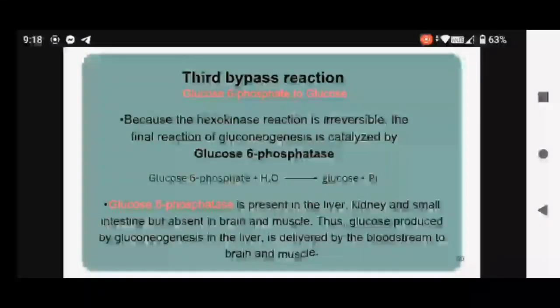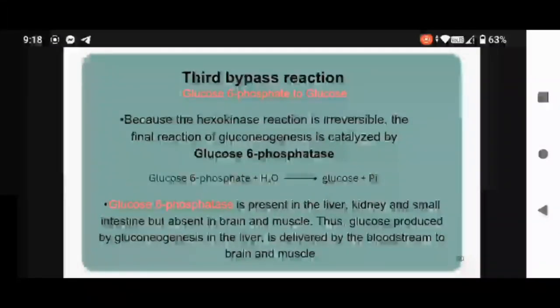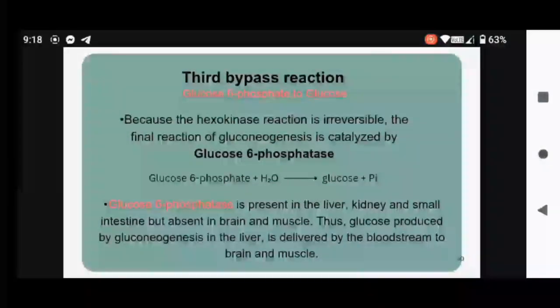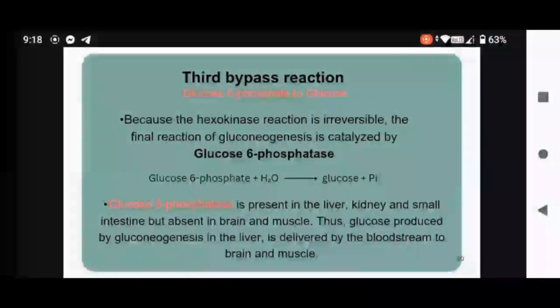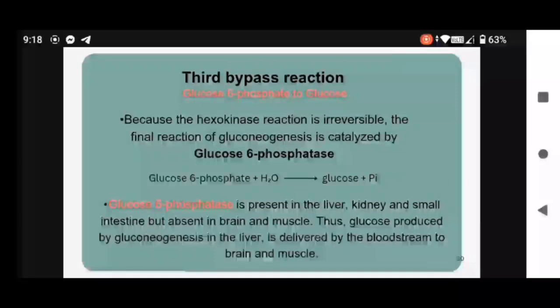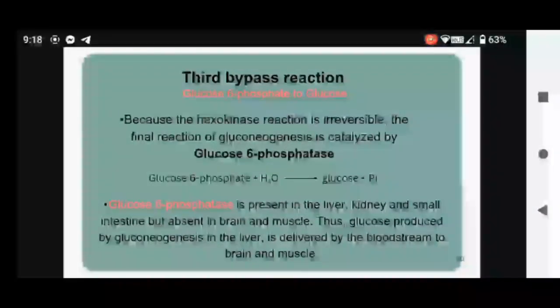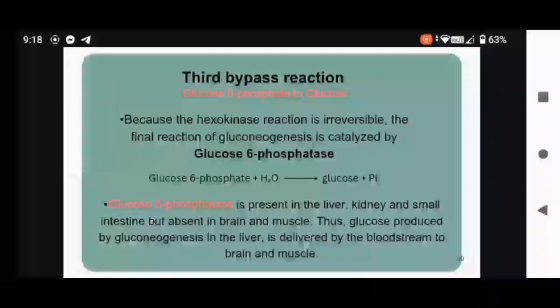The third bypass reaction is glucose 6-phosphate to glucose. Because the hexokinase reaction is irreversible, the final reaction of gluconeogenesis is catalyzed by glucose 6-phosphatase. Glucose 6-phosphatase is present in the liver, kidney, and small intestine, but absent in brain and muscle. Thus, glucose produced by gluconeogenesis in the liver is delivered by the bloodstream to brain and muscle.